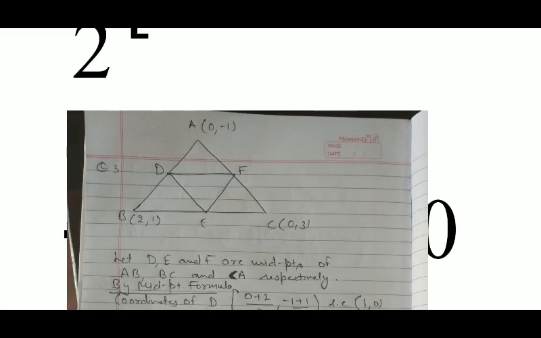In the first case, we will find the area of triangle ABC. We compare the coordinates of A as x1, y1, the coordinates of B as x2, y2, and the coordinates of C as 0 and 3, and put these values x1, y1, x2, y2, x3 and y3 in the area of triangle ABC formula.